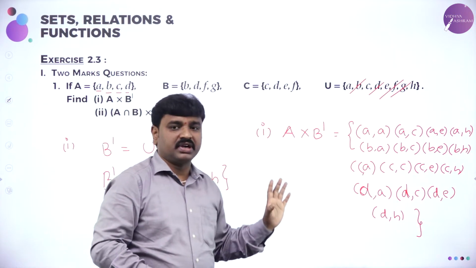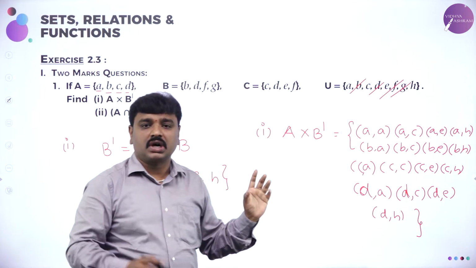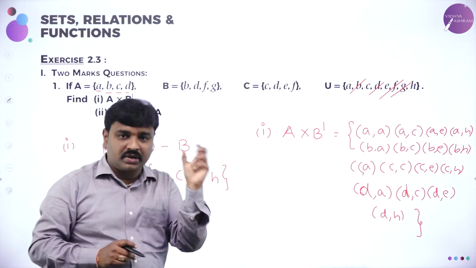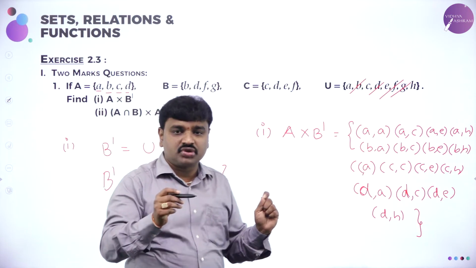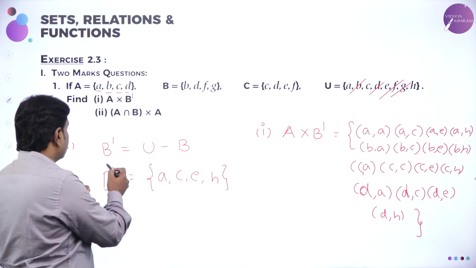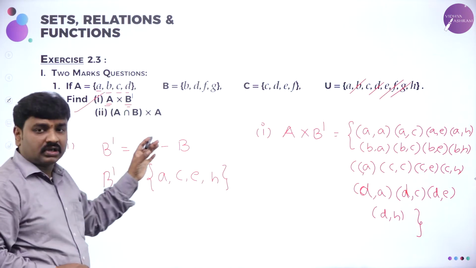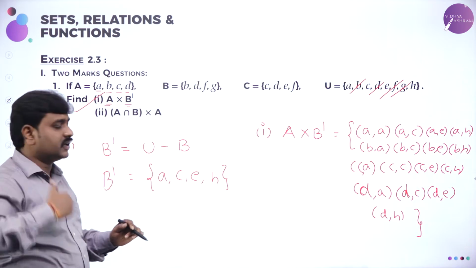What I got is A cross B dash. A cross B dash means the Cartesian product of A with B dash. So when you do the Cartesian product, you have to take ordered pairs. In that ordered pair, the first element should belong to the first set, A, and the second element should belong to B dash. We have done it. So I wrote the first one. Now we'll go to the second one.